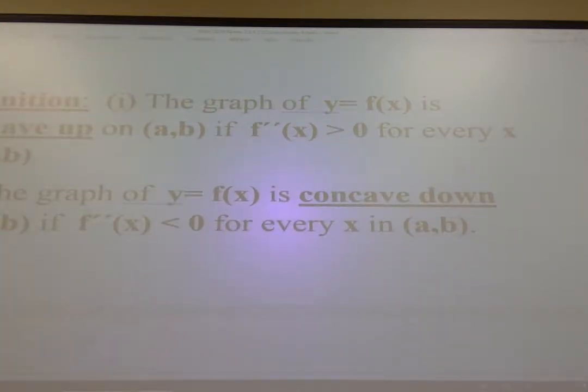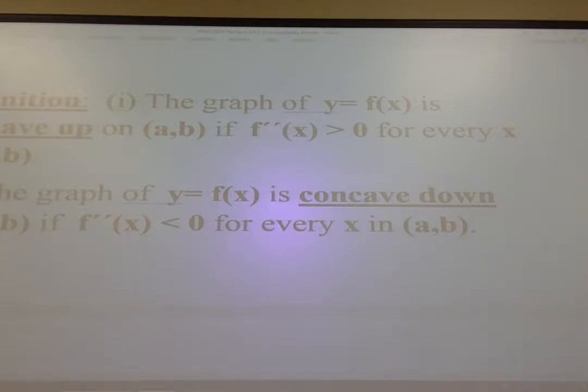The graph of y equals f of x is concave up on an interval (a, b) if the second derivative is positive for every x in (a, b). That makes sense, doesn't it? It'll be curved upward if the second derivative is greater than 0. Okay? Very good. The graph of y equals f of x is concave down on an interval if the second derivative is less than 0, if it's negative.